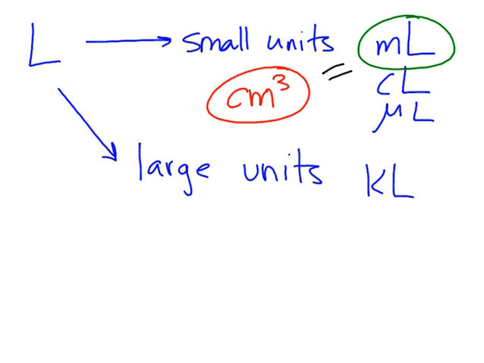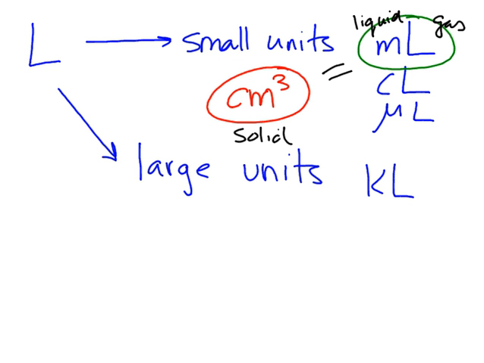It's just usually when we're trying to find the volume of solid objects, we often use cubic centimeters. When we're looking at the volume of a liquid object or a gas sample, then we'll use milliliters. Sound good? Like I said, it's pretty basic.